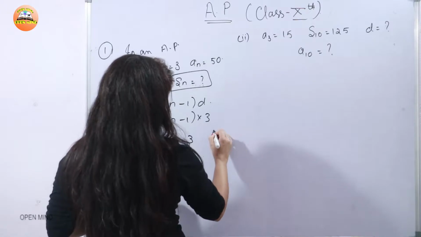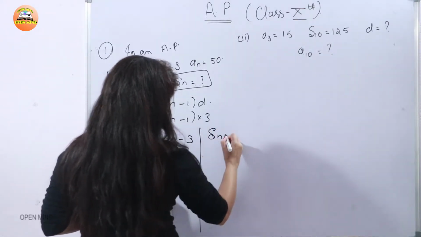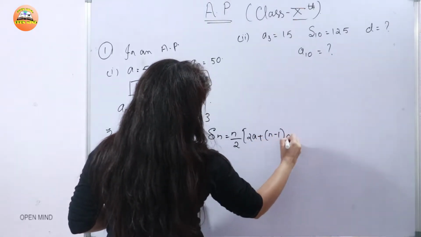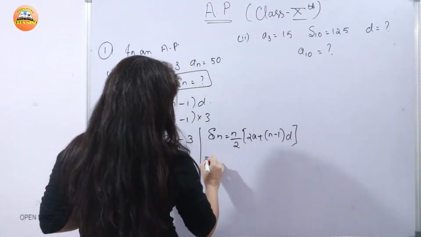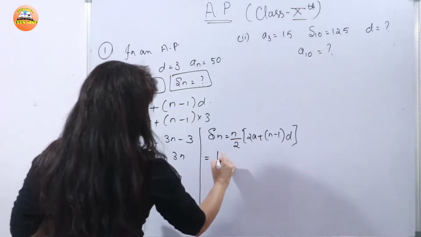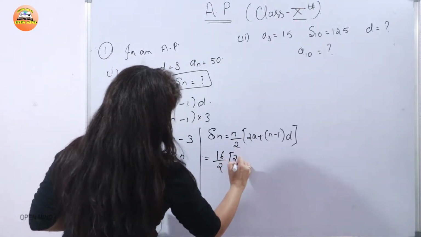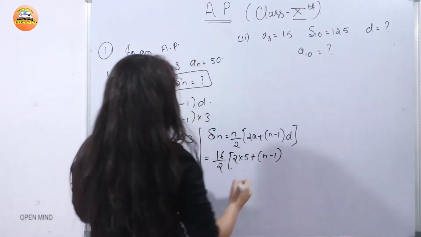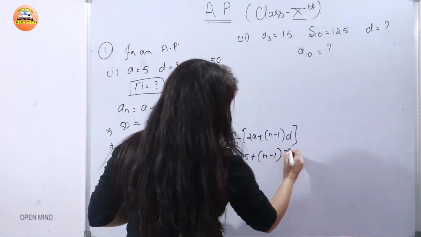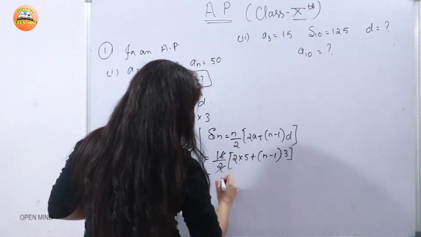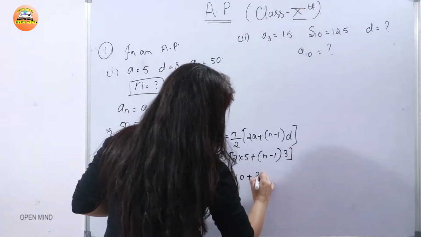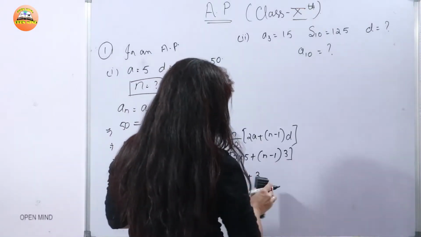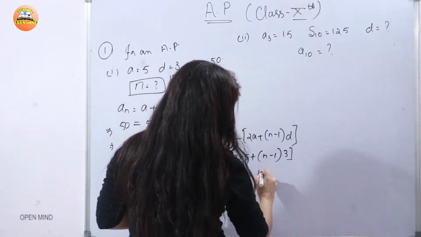Now you want to find out Sn. So Sn is equal to N by 2, 2A plus N minus 1 into D. So this equals, N is how much? 16 by 2, 2 into A. What is A here? 5, plus N minus 1 into D. D is 3. So this equals 8, 8 is equal to 10 plus 3 into N minus 1. What is 16 minus 1? 16 minus 1 is 15. That is 15 into 3.